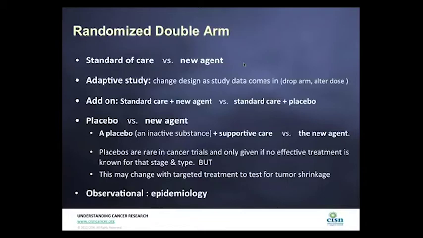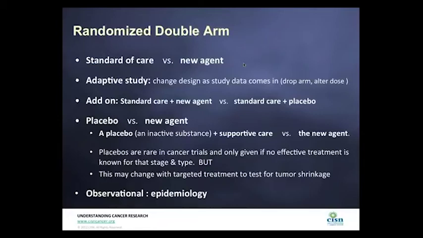So an add-on, that's another new design type. And it's kind of for targeted treatments that may have to be paired with standard of care to be effective. So in an add-on study, what they do is they combine standard of care plus a new agent. And then the other arm is standard of care plus a placebo. So you're still getting standard of care. If you weren't in the clinical trial, you'd be getting standard of care. But if you go into the clinical trial, you'll get standard of care and the new agent. So that's kind of new, and it's usually just for targeted therapies that need something else besides the one agent.